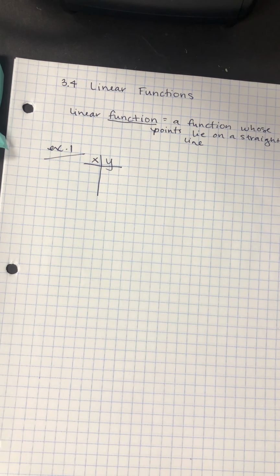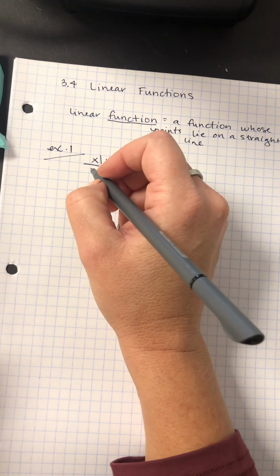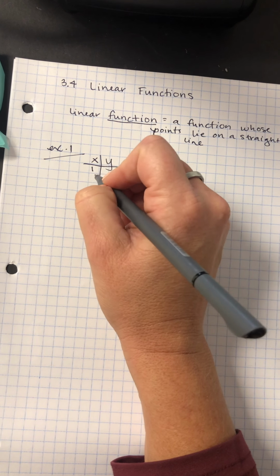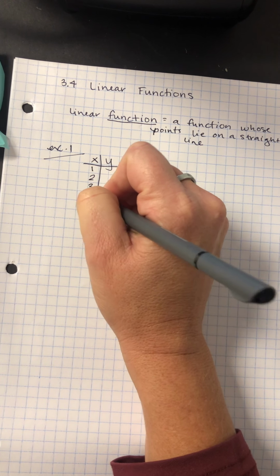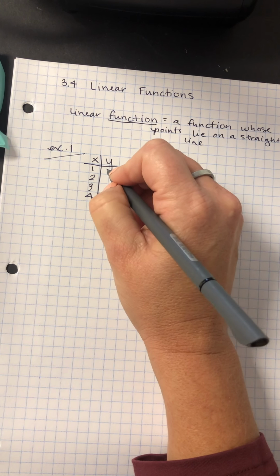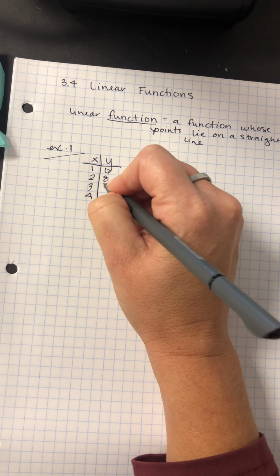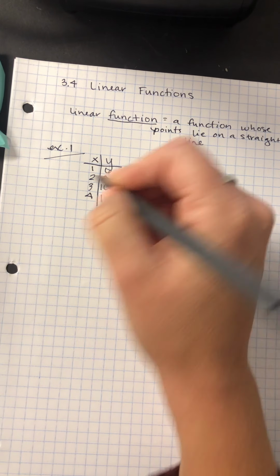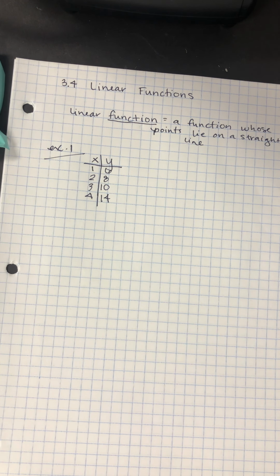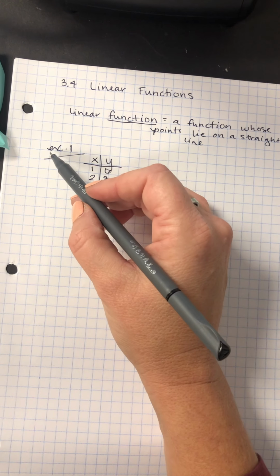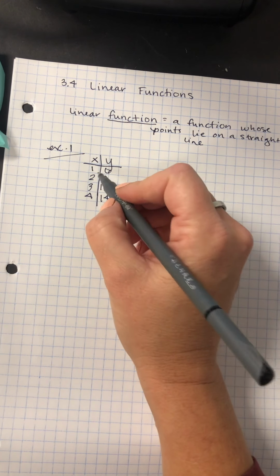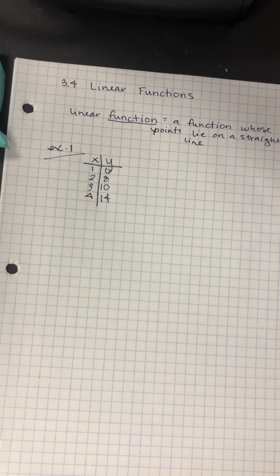I, for whatever reason, like to go down, so I'm just going to copy the same information, but I'm going to put it going down. So under the X, they have 1, 2, 3, 4. And under the Y, they have 6, 8, 10, and 14. Wait, what's that number? The 1? This? No, the Y. 6. Sorry. The 6 got tangled up in my Y tail.